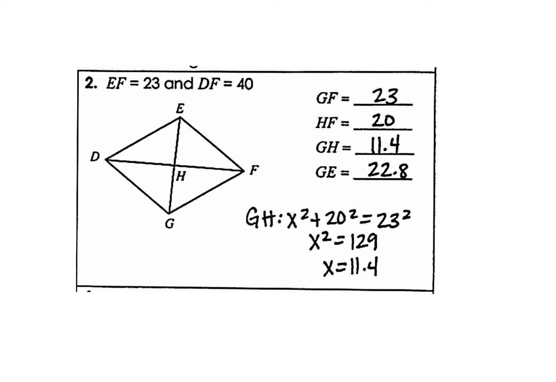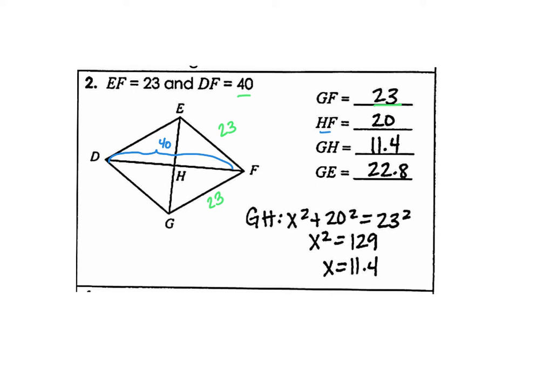So make sure you label what you have. You have EF of 23. That really tells you every other side. So when they ask you for GF, that is also going to be 23. They gave you a diagonal. So they gave me the entire thing crossed was 40. They asked for HF, so that should be half of it, which is 20.